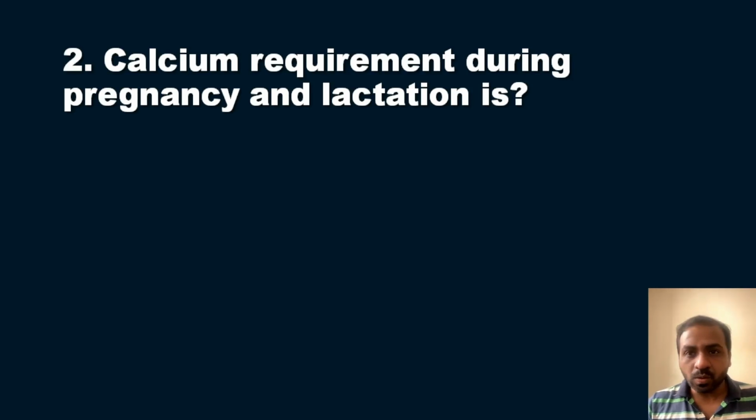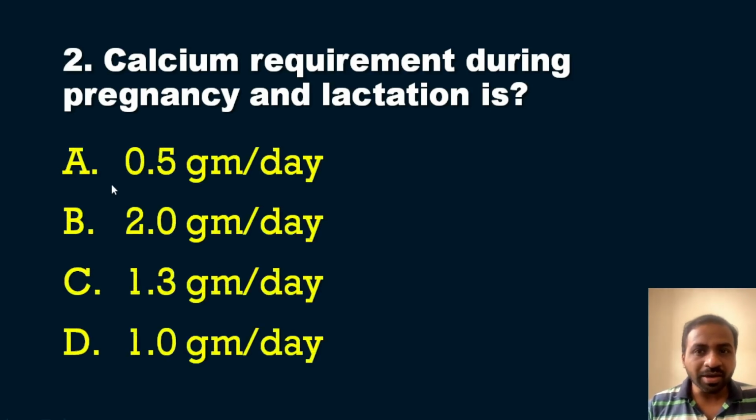Okay, so the options for you are: option A, 0.5 gram per day; option B, 2 gram per day; option C, 1.3 gram per day; and the final option D, 1 gram per day. So what is the daily requirement of calcium during pregnancy and lactation? 0.5, 2, 1.3, 1. So what is the answer?